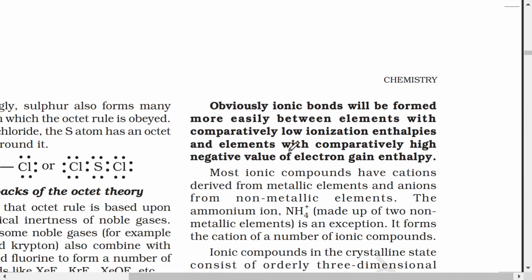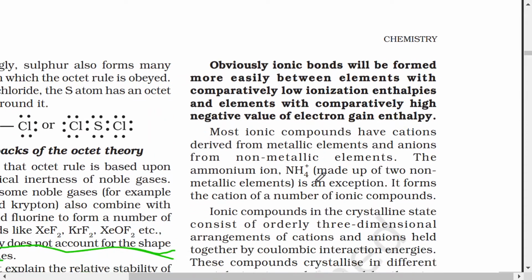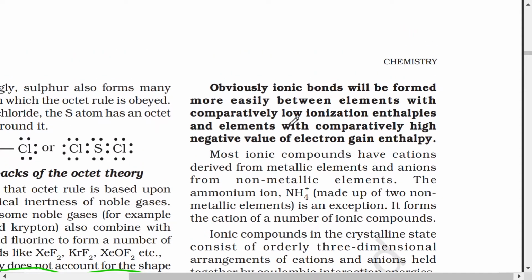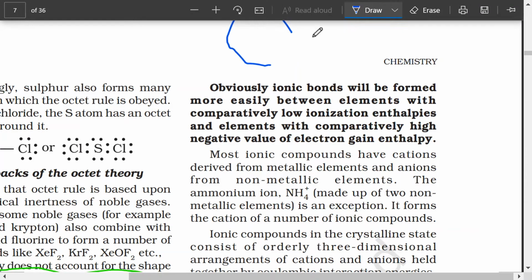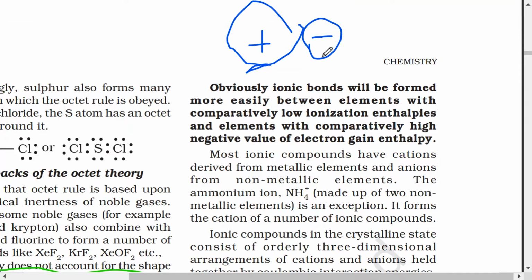Obviously, an ionic bond will be formed more easily between the elements with comparatively low ionization enthalpies and the element with comparatively high negative values of electron gain enthalpy. What this point means to say is that when the cation has a greater ability of losing an electron, and the anion has a greater ability of gaining an electron, then they form an ionic bond very easily. So it becomes very easy for them to form an ionic bond.